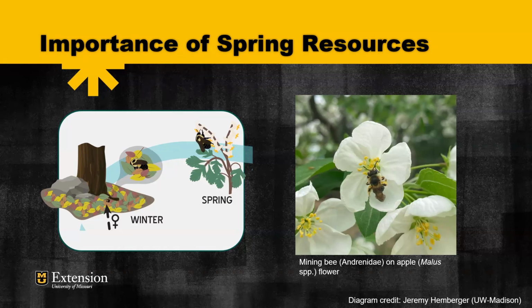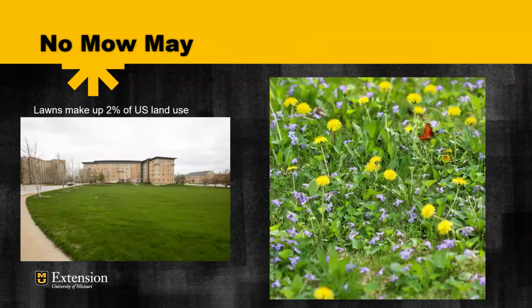But with land use change, agricultural, housing development, urban development, a lot of those floral resources that early in the spring have gone away. So Mow May was proposed as a way to bring back those early season floral resources. The idea was to not mow our lawns for the whole month of May and let those flowering weeds like dandelion grow.